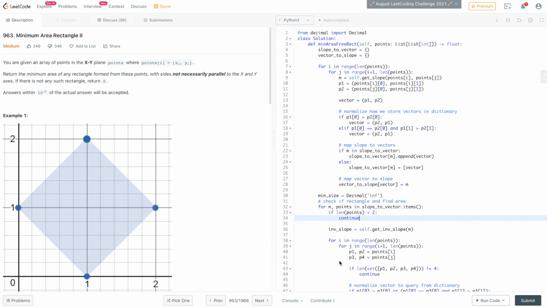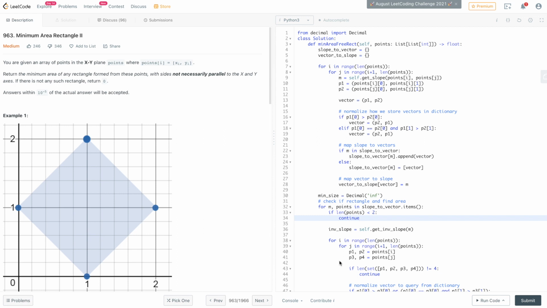Today we're going to be looking at another LeetCode problem, seems to be a pattern, called Minimum Area Rectangle 2. We're given an XY plane with a bunch of points. We need to figure out whether some of these points form a rectangle, and if they do, we need to figure out which one of these rectangles has the minimum area and return the area.